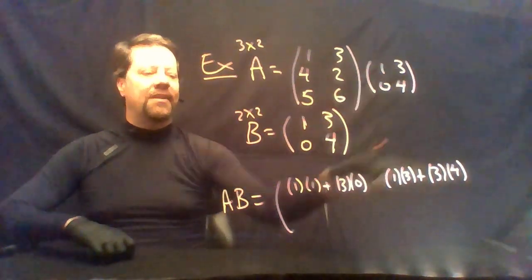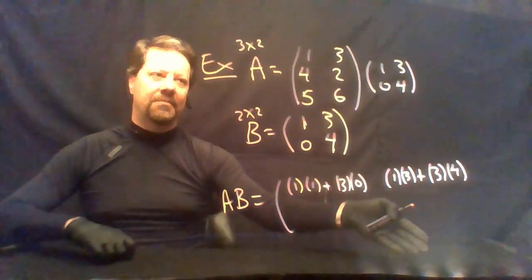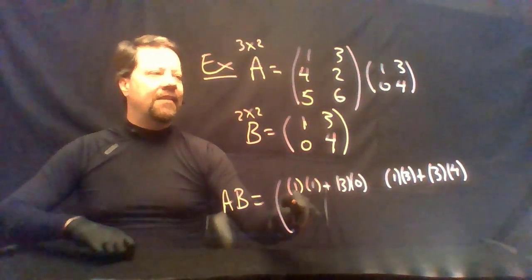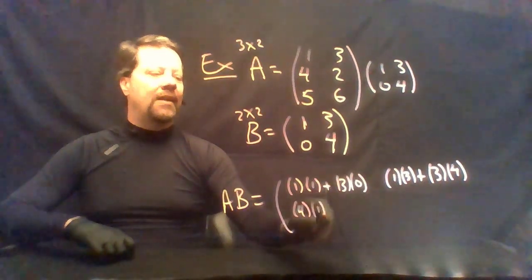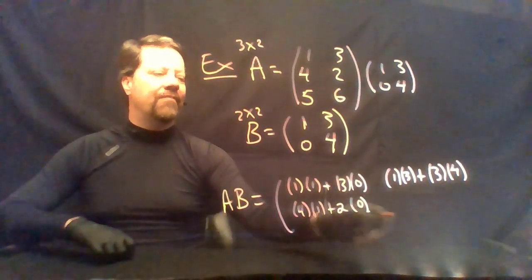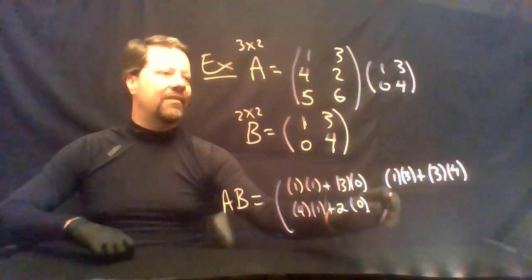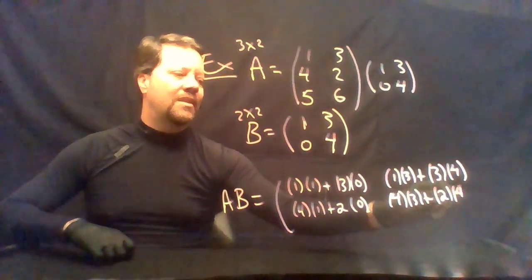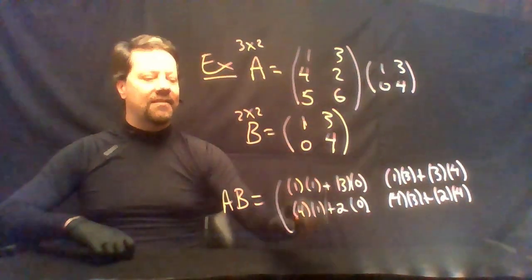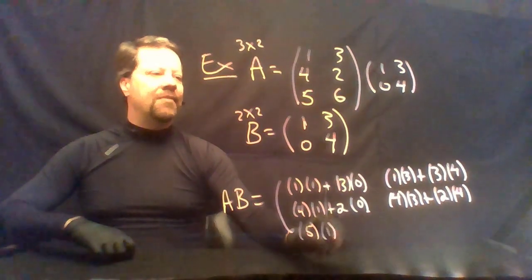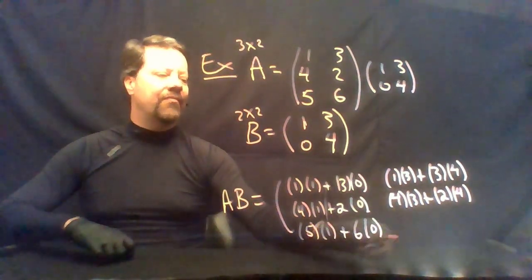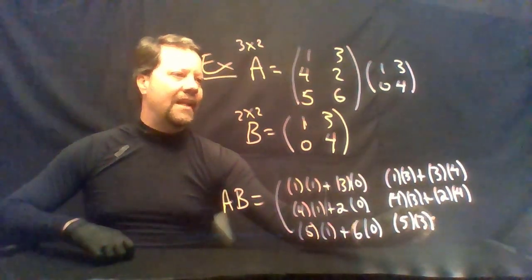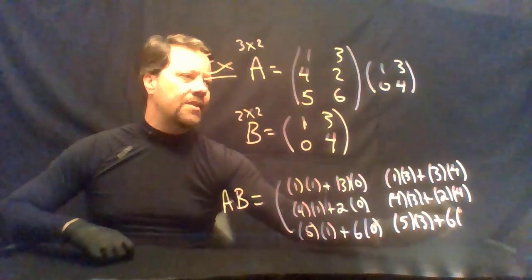First row, second column gives you the entry in the first row, second column. If I take the second row and multiply by the first column, that gives me 4 times 1 plus 2 times 0. And also now 4 times 3 plus 2 times 4. And then 5 times 1 plus 6 times 0, followed by 5 times 3 plus 6 times 4.